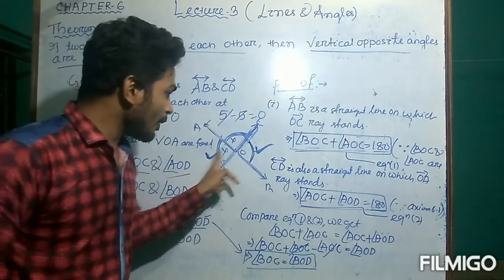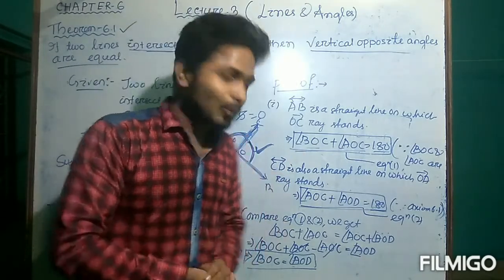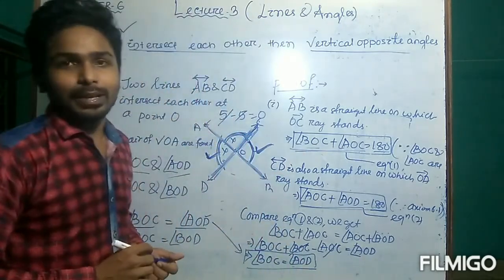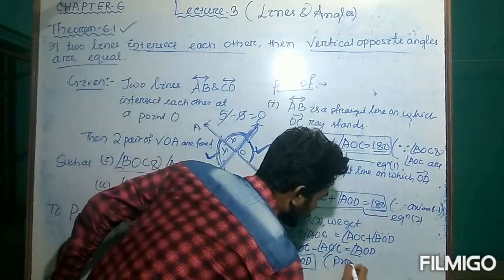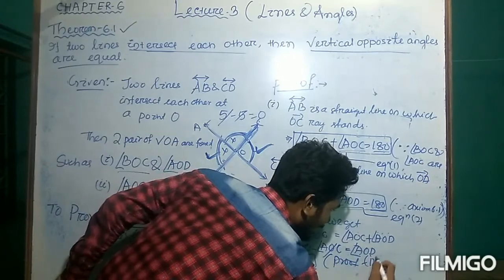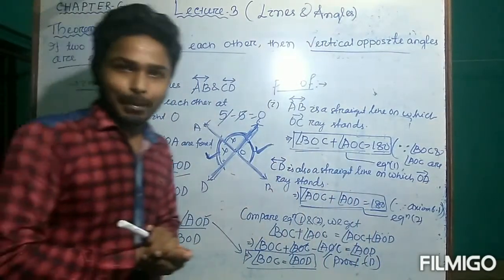That the one pair of vertically opposite angles are equal. BOC is equal to AOD. This is the first proof. Okay, so proof of statement 1. Right. So next we will prove the second statement.